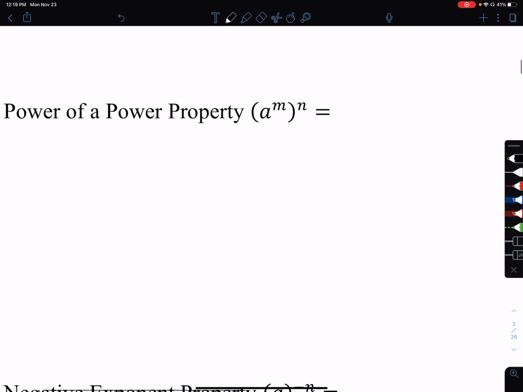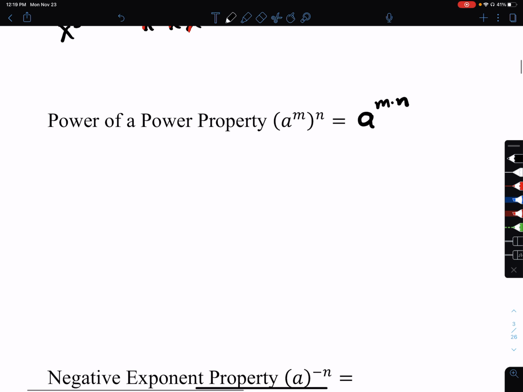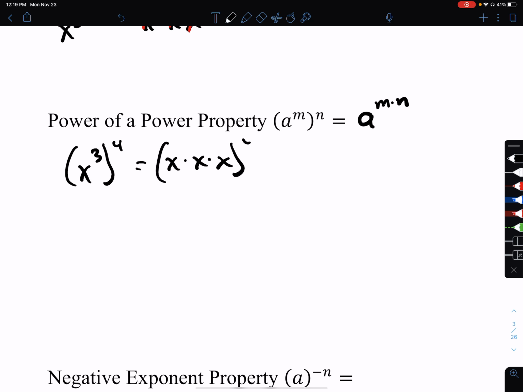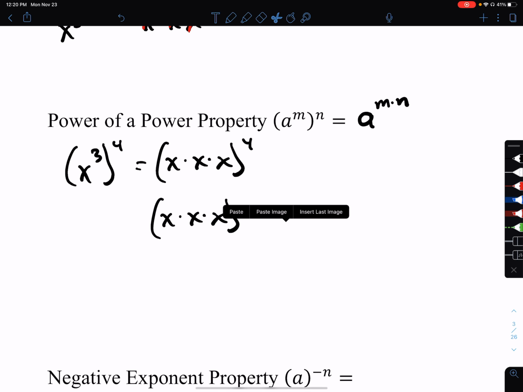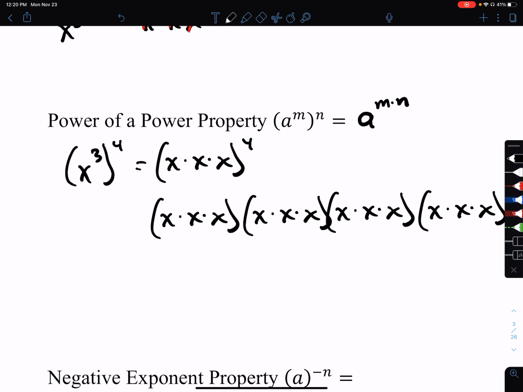Power of a power property. Here we have a base raised to an exponent, which in turn is raised to an exponent. This property says you can take your exponents and multiply them together. A little example, let's say we have x cubed to the fourth. X cubed means x times x times x. And then if that's raised to the fourth, it means that we're going to have x times x times x 4 times. So how many of those are we going to have? 4 times 3, we're going to have 12 of those, which is the same as saying just 3 times 4.